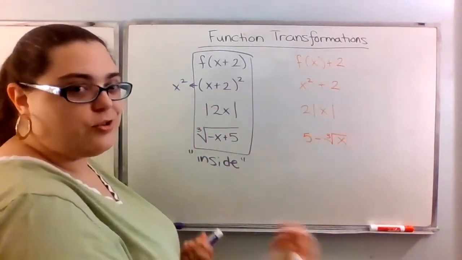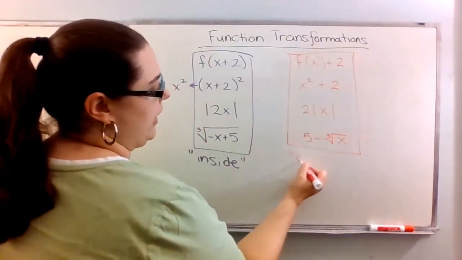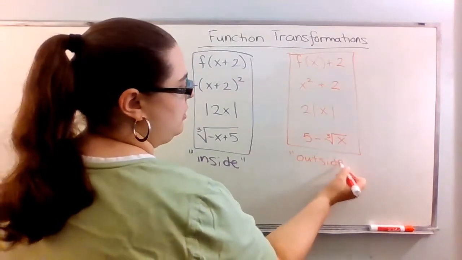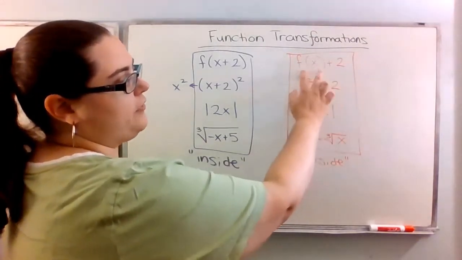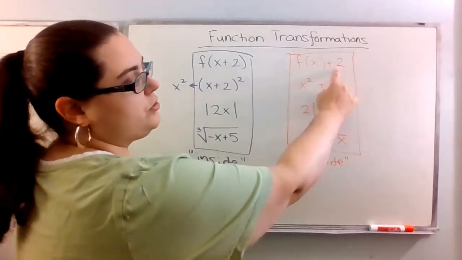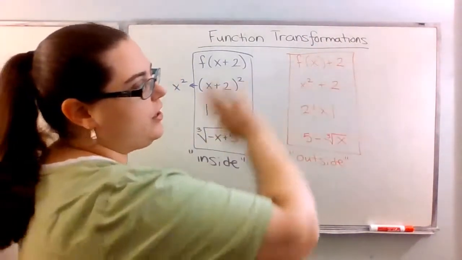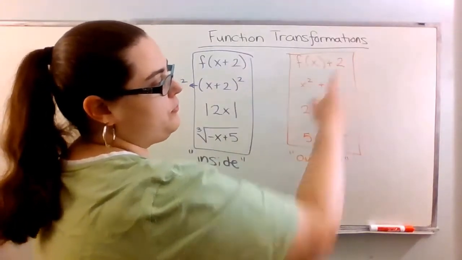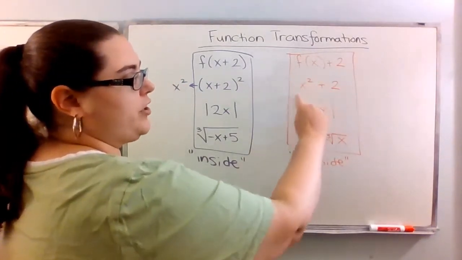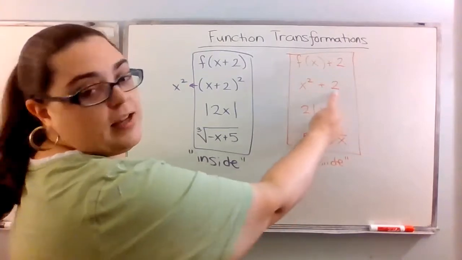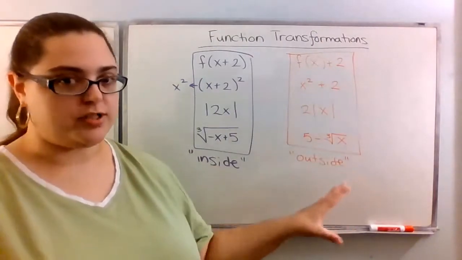We can compare these to outside transformations. So this list here in this column, these are outside transformations. So notice on this first one, we have f of x happening, and then we have plus 2. So the plus 2 is happening outside of the function, right? The function happens first, and then the plus 2 happens afterwards. Similarly, we have an x squared plus 2. So the main basic function of x squared happens, and then we add 2 to it. So that's what I mean by the difference between inside and outside transformations.